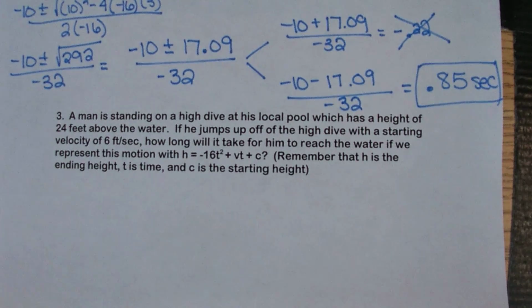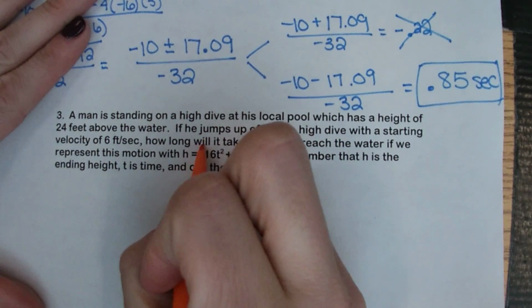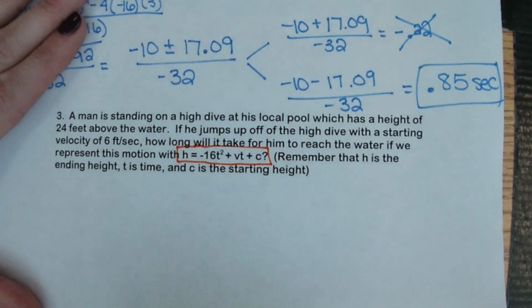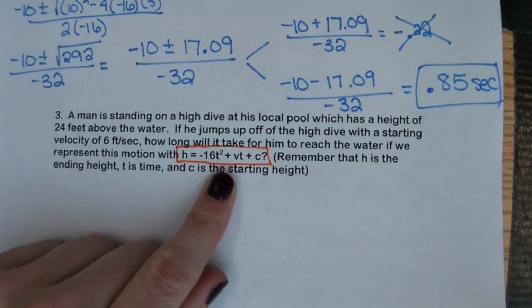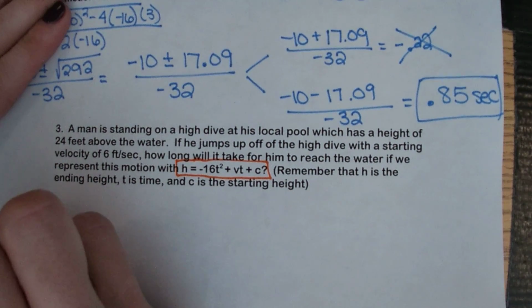Now, knowing all of that info, let's just take this one step further. Okay, now I'm going to tell you what our formula is for dealing with vertical motion, which is all these problems. Okay, so a man is standing on a high dive at his local pool, which has a height of 24 feet above the water. If he jumps up off of the high dive with a starting velocity of 6 feet per second, how long will it take for him to reach the water if we represent this motion with? Okay, so here's our formula.